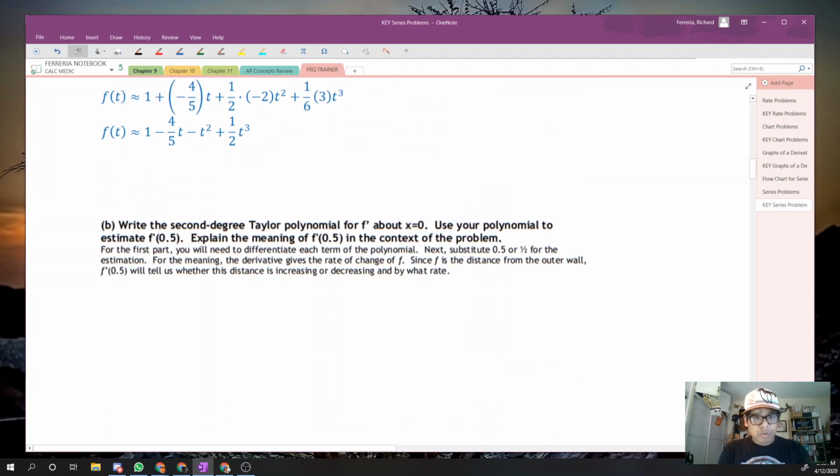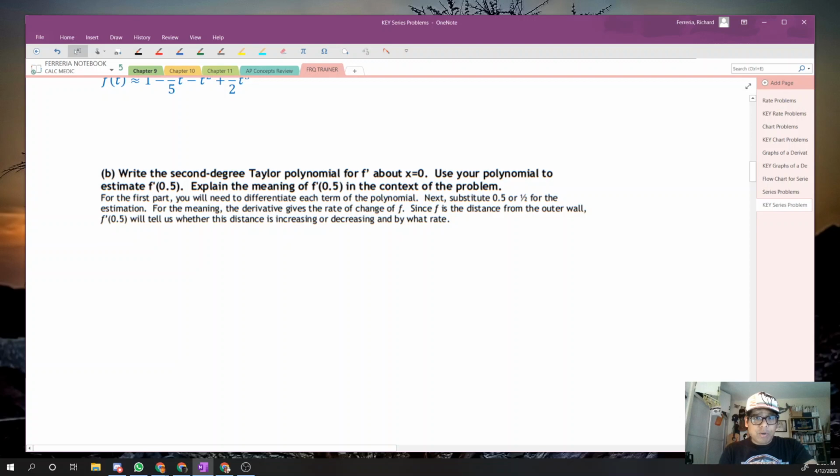Moving to question 2, now we're supposed to write a second degree Taylor polynomial for f prime about x equals 0. Then we're going to use that polynomial to estimate and then explain what that estimation means.